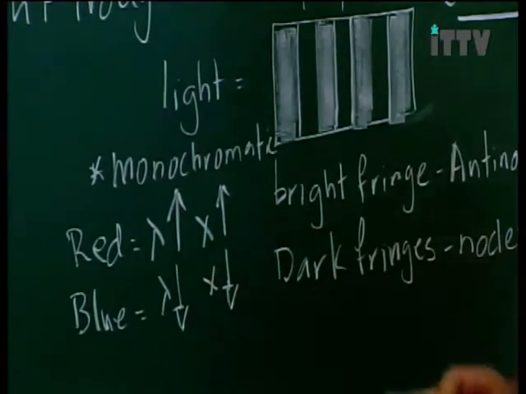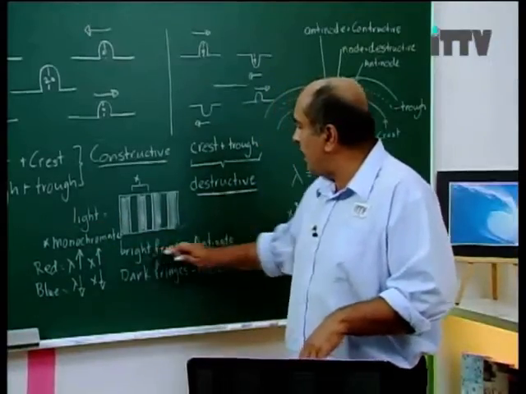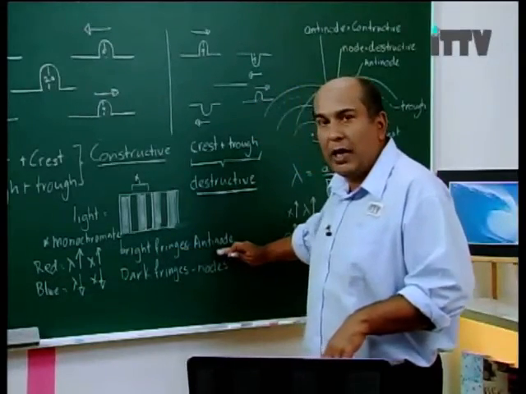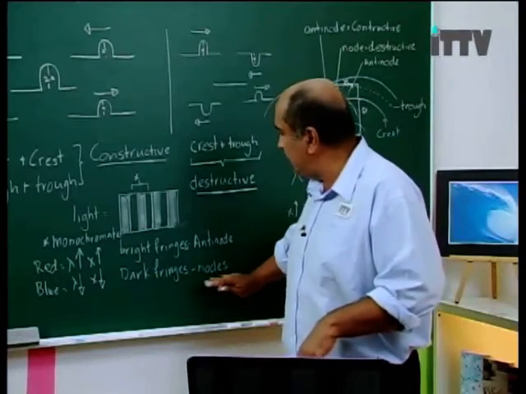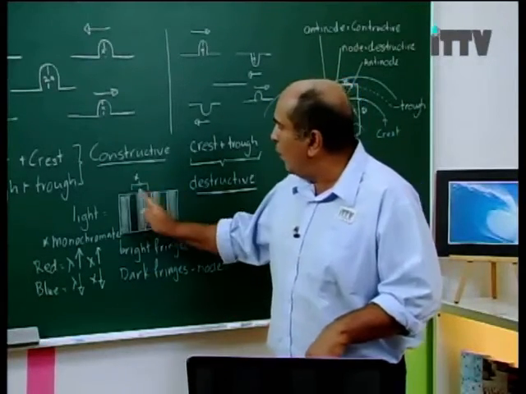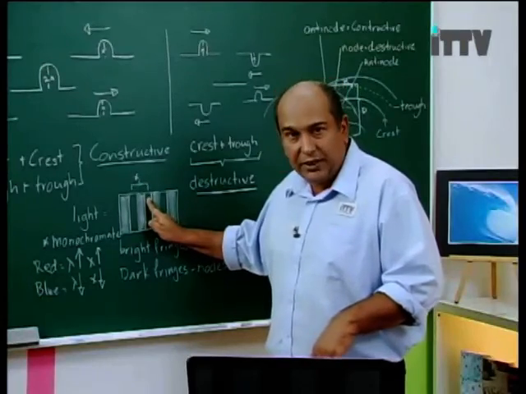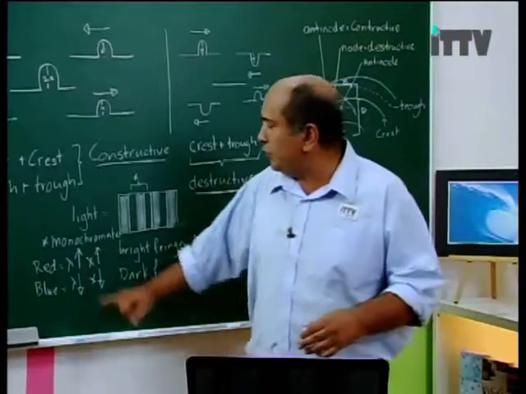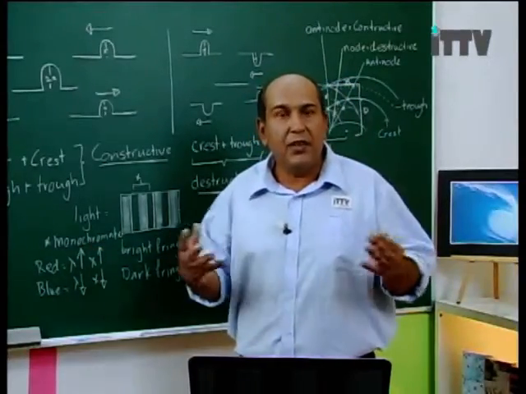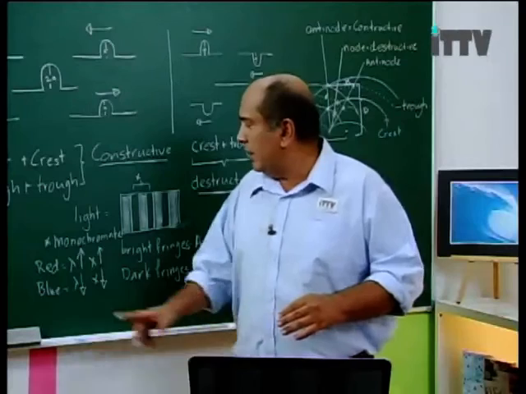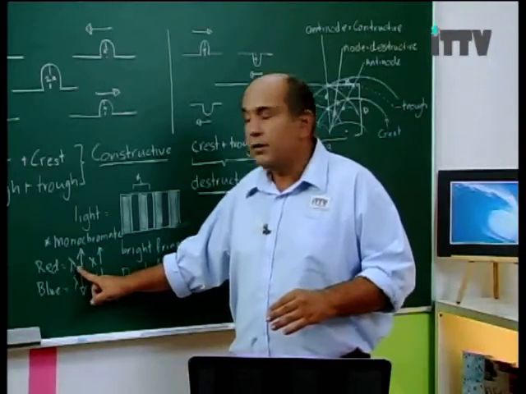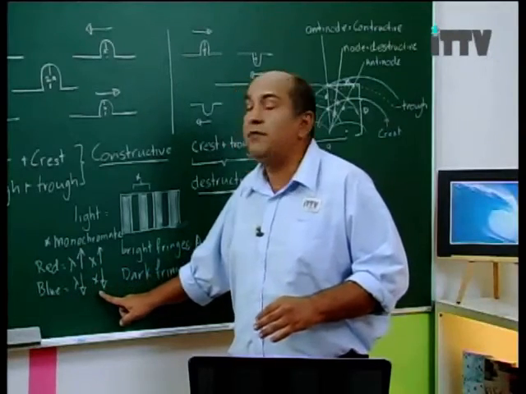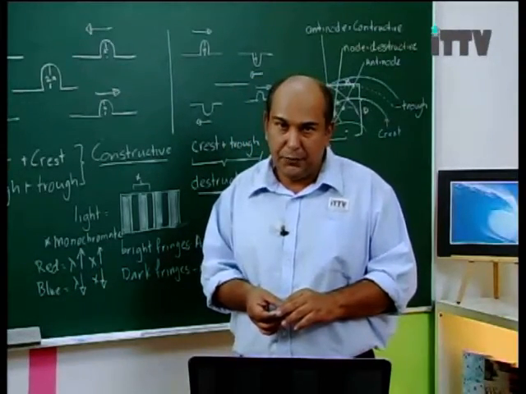So remember, key things with light, we have bright fringes. Oops, excuse me, I forgot the S. We have bright fringes, which are our antinodes. We have dark fringes, which are our nodes. From one fringe to the next consecutive fringe, that is our value for X. Remember, we must use monochromatic light. Different light have different wavelength. If you have a long wavelength, you have a bigger X value. If you have a short wavelength, you will have a smaller X value.